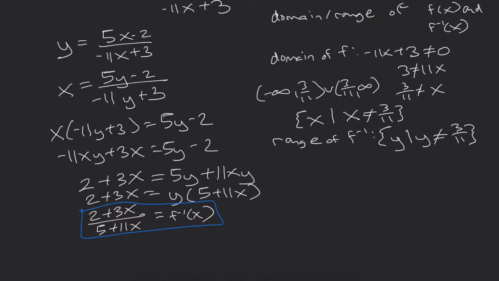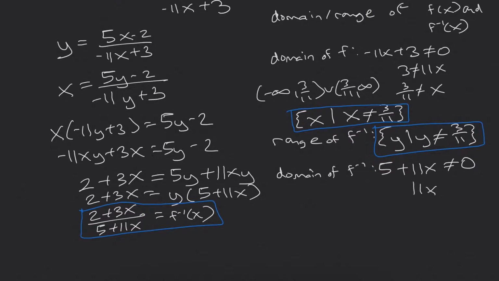And then let's see here. I can also, I think, pretty easily find the domain of f inverse. Let me circle some of these other things. So this was the domain of f. This was the range of f inverse. Now the domain of f inverse, well, that's the function that we just found earlier. Its denominator is 5 plus 11x. I don't want that to be equal to 0. I'm going to subtract 5 from both sides and divide by 11.